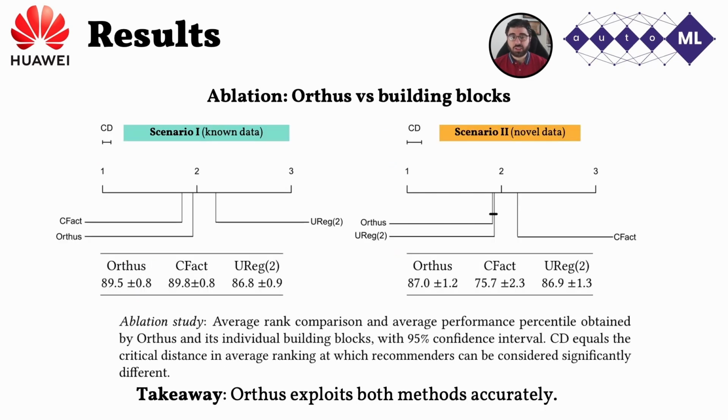The second ablation study that we did was comparing authors against its building blocks. In this plot, we show the average rank obtained by each recommender when pitting them against each other, and we see that authors seems to exploit both methods accurately, obtaining practically the same average rank and average performances as the best performing recommender for each case. This confirms that the novelty detection mechanism of authors is working as expected.